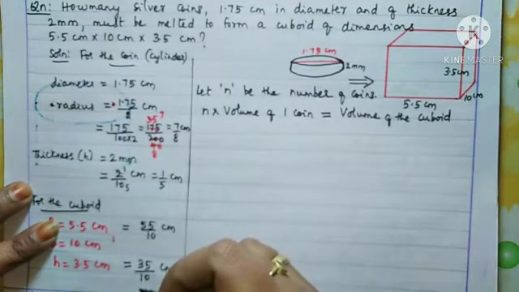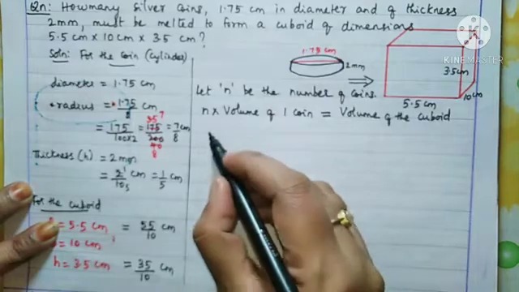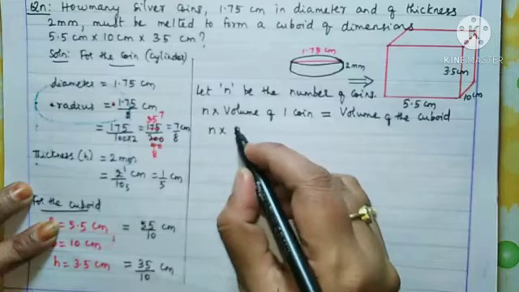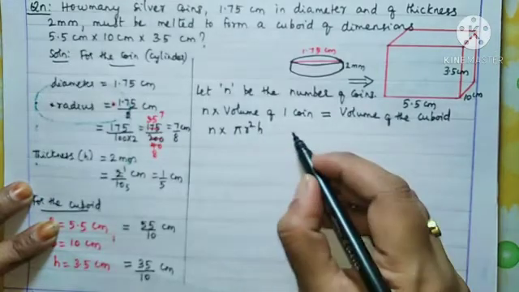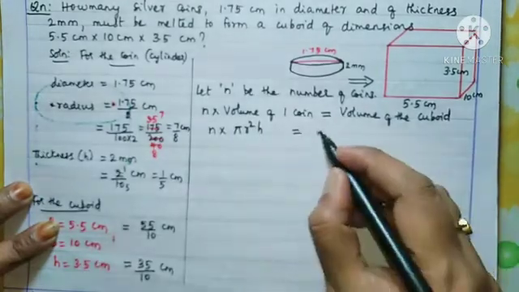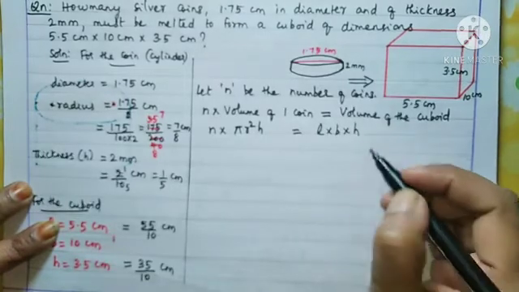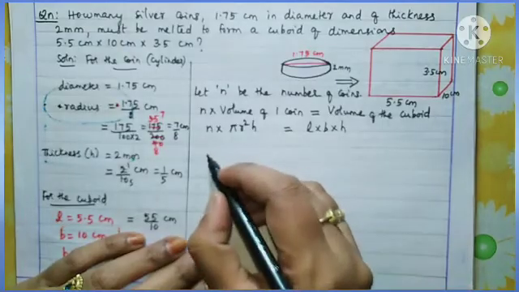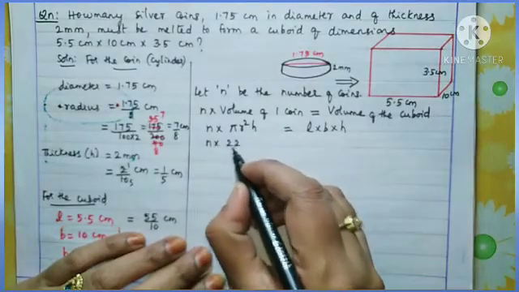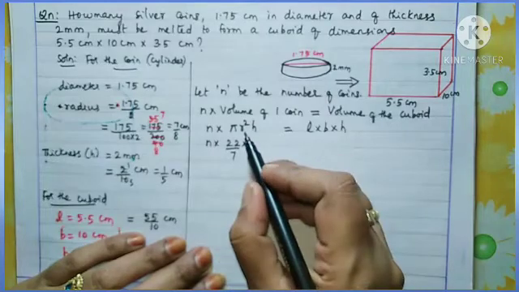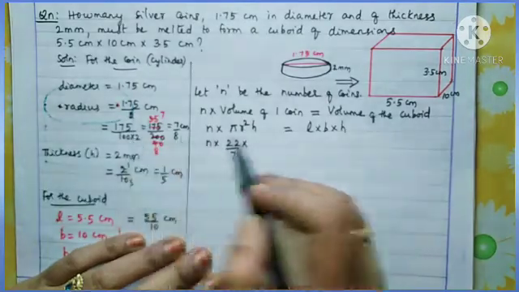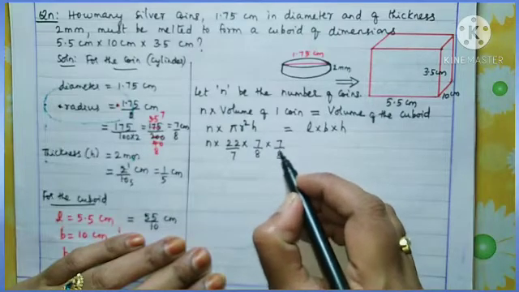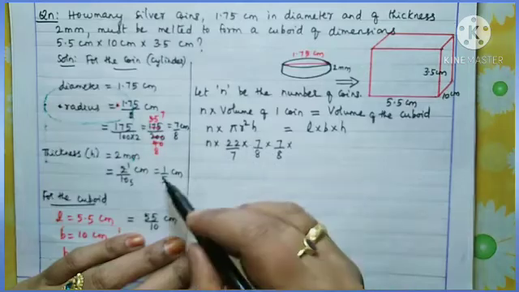Okay children, now just you are applying the formula n into, what is coin shape is cylinder, so volume of cylinder is pi r square h, equal to volume of the cuboid is L into B into H. Correct? Now put the values. N into pi value 22 by 7 into r square. What is the radius of the coin? 7 by 8. So 2 times we need to write 7 by 8 into 7 by 8 into height is 1 by 5.